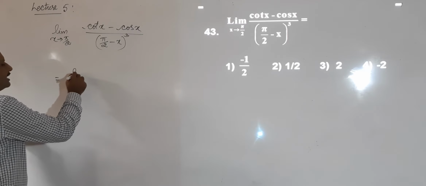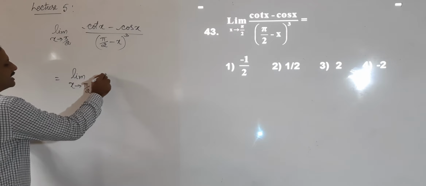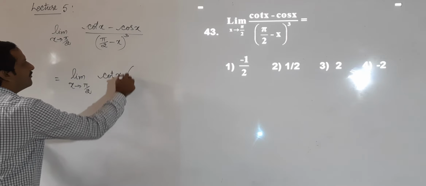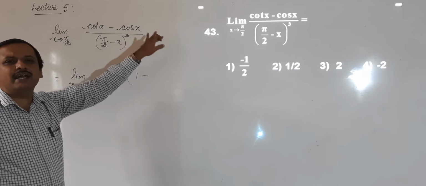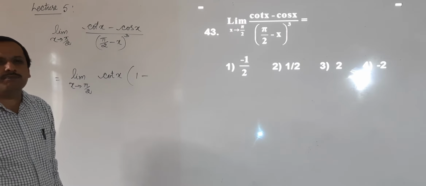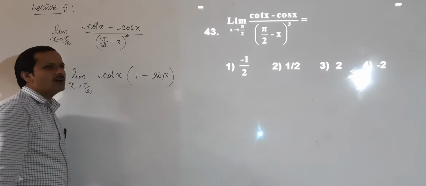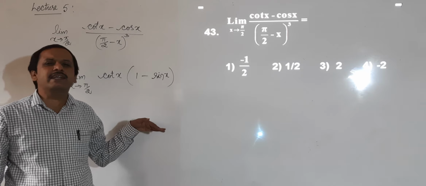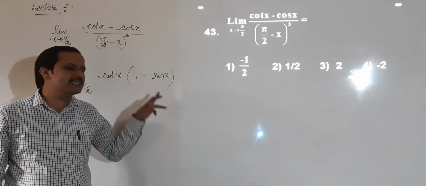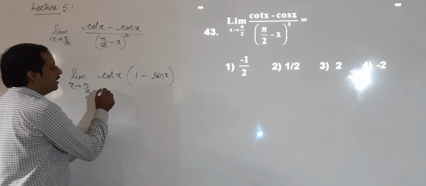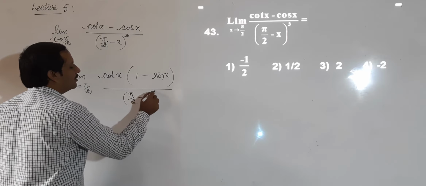Here, I will take cot x as a common factor. Cot x as common. Then we are left with 1 minus cos x divided by cot x. Cos x by cot x can be written as sin x. How? In the denominator, I am writing cot x as cos x by sin x. So cos x gets cancelled, the sin x will come to the numerator. Divided by pi by 2 minus x whole cube.